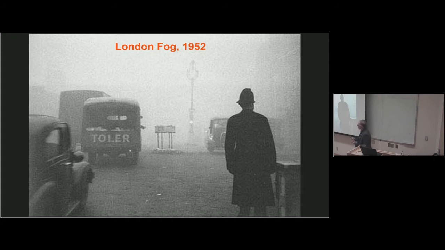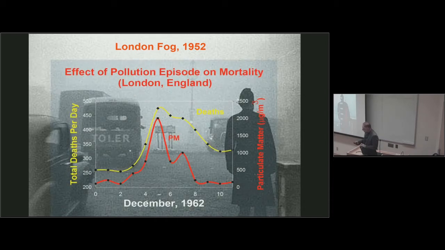Well, I'm going to start out with one of the most famous slides in air pollution epidemiology. Have any of you heard about the famous London fogs of the 1950s and 1960s? These were episodes. A lot of coal was burnt in London in those days for heating and cooking. And we had temperature inversions, stagnant air masses, and levels got very high. And this was the pattern in one of these episodes.